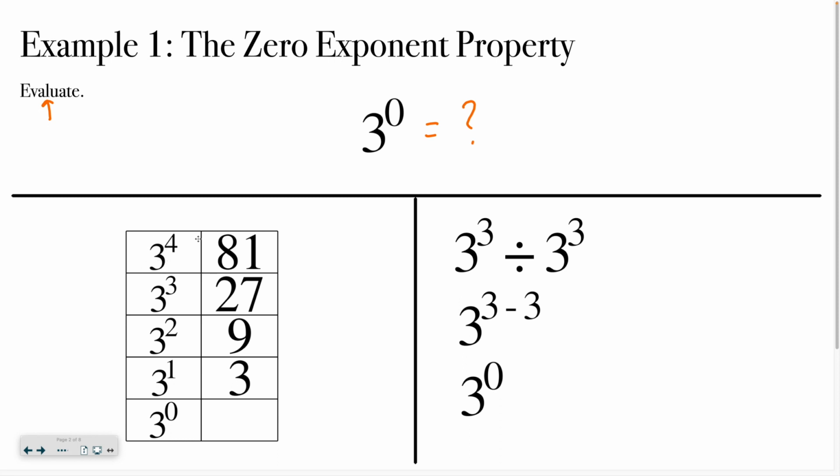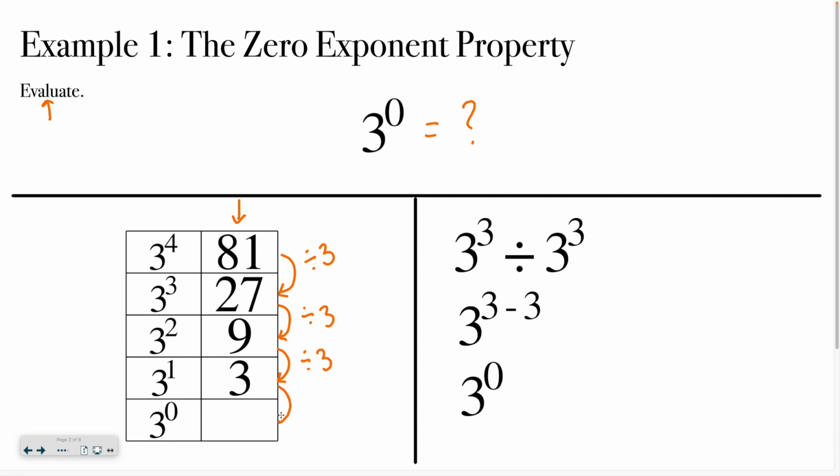So I said, hey, 3 to the 4th power is 81, 3 to the 3rd is 27, 3 to the 2nd is 9, 3 to the 1st is 3, and 3 to the 0 is blank. What I'm going to do is look at this column and see how these numbers are changing. To go from 81 down to 27, I am losing a 3. I am dividing by 3. Going from 27 to 9, again I'm dividing by 3. Going from 9 to 3, I am dividing by 3.